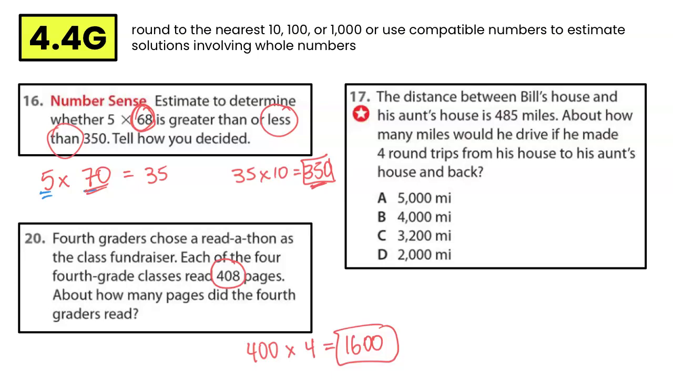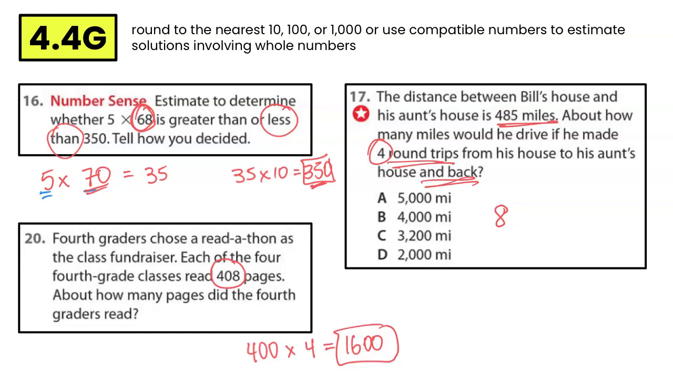This is a very challenging word problem because of the context. It says that the distance between Bill's house and his aunt's house is 485 miles. About how many miles would he drive if he made 4 round trips from his house to his aunt's house and back? So not only are we going to have to figure out how much it takes to get to his aunt's house, but also from his aunt's house back to his house. And so therefore, if we have 4 round trips, that really means that we're going to have 8 total trips from Bill's house to his aunt's house or vice versa.